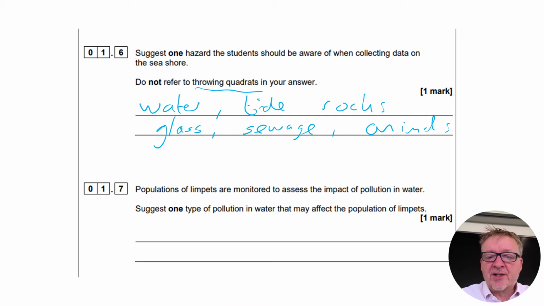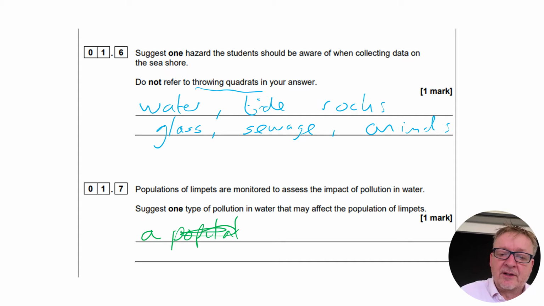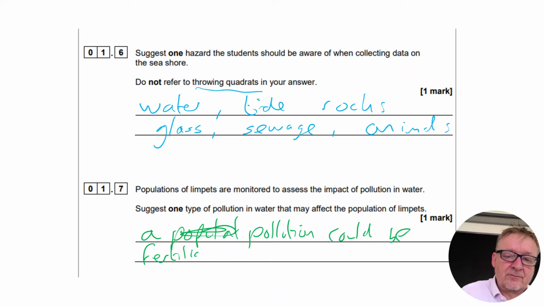1.7. Populations of limpets are monitored to assess the impact of pollution of water. Okay, that makes sense. Suggest one type of pollution in water that may affect the population of limpets. I'm going to write it down properly this time. I should have written it down better in the last one. A pollution could be fertilizers, or it could be sewage, mentioned that one previously, or it could be toxic chemicals.